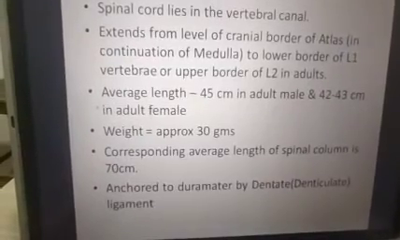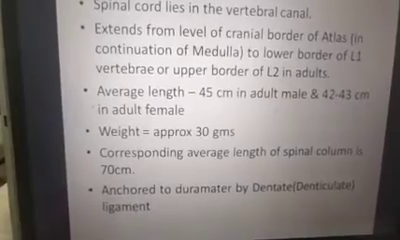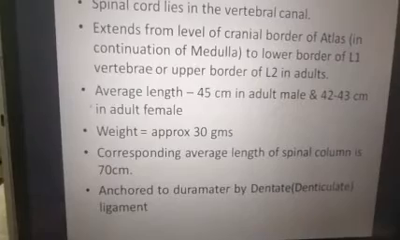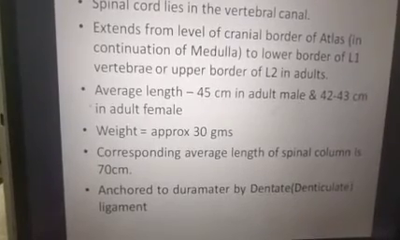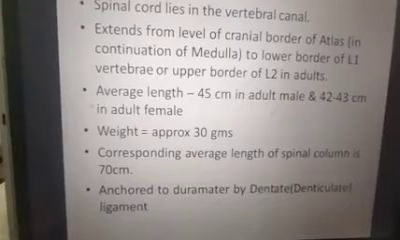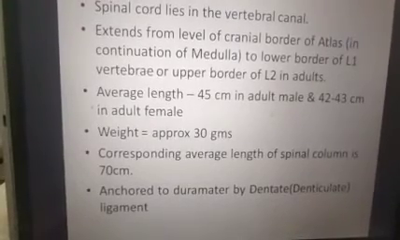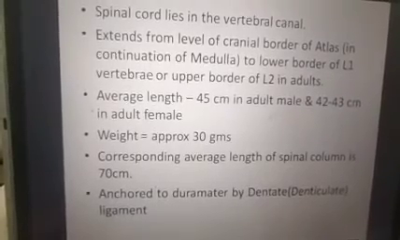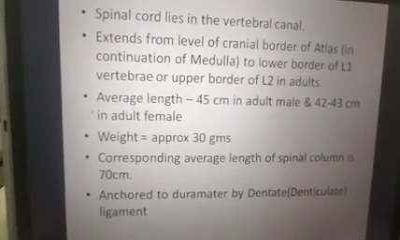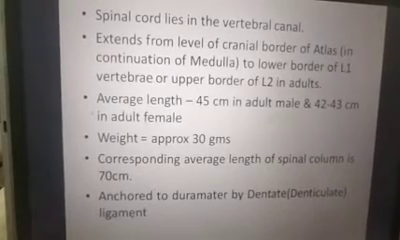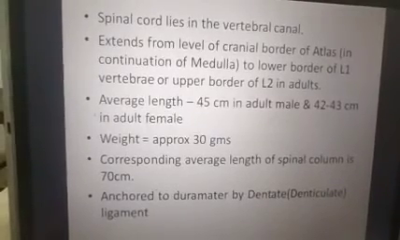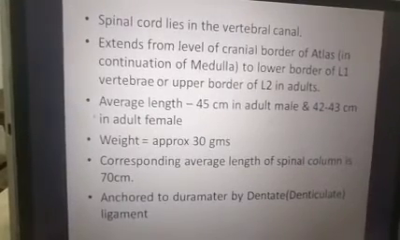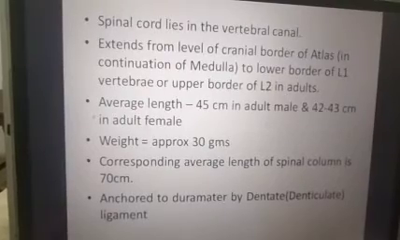So spinal cord lies in the vertebral canal, already we know, and extends from the cranial border of atlas or in continuation of medulla to the lower border of L1 vertebra or upper border of L2 in adult. Average length in the adult male will be 45 cm and 40-43 cm in female. Weight will be approximately 30 grams. Corresponding average length of spinal column is about 70 cm and it is anchored by the dura mater or by the denticulate ligament.